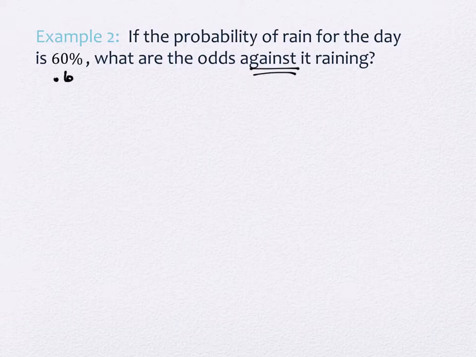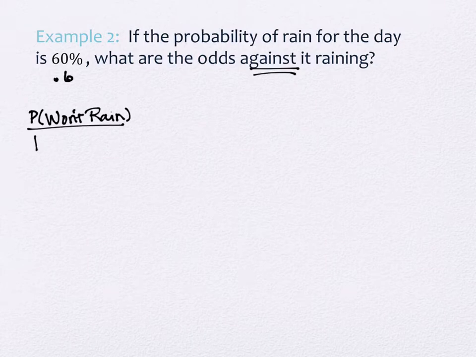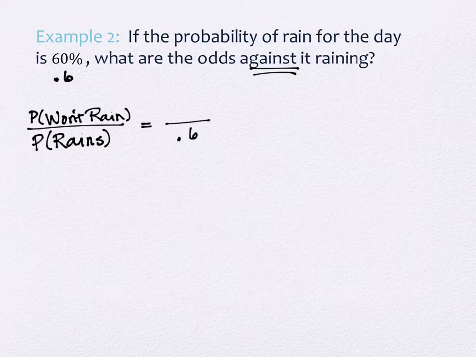So when we're talking about odds against, what that means is we want the probability that it won't happen. So we want the probability that it won't rain compared to the probability that it rains. So the probability that it rains, it says, is 0.6. So that's actually my denominator here. Or if you prefer, you can write it as 60%. Doesn't make any difference.